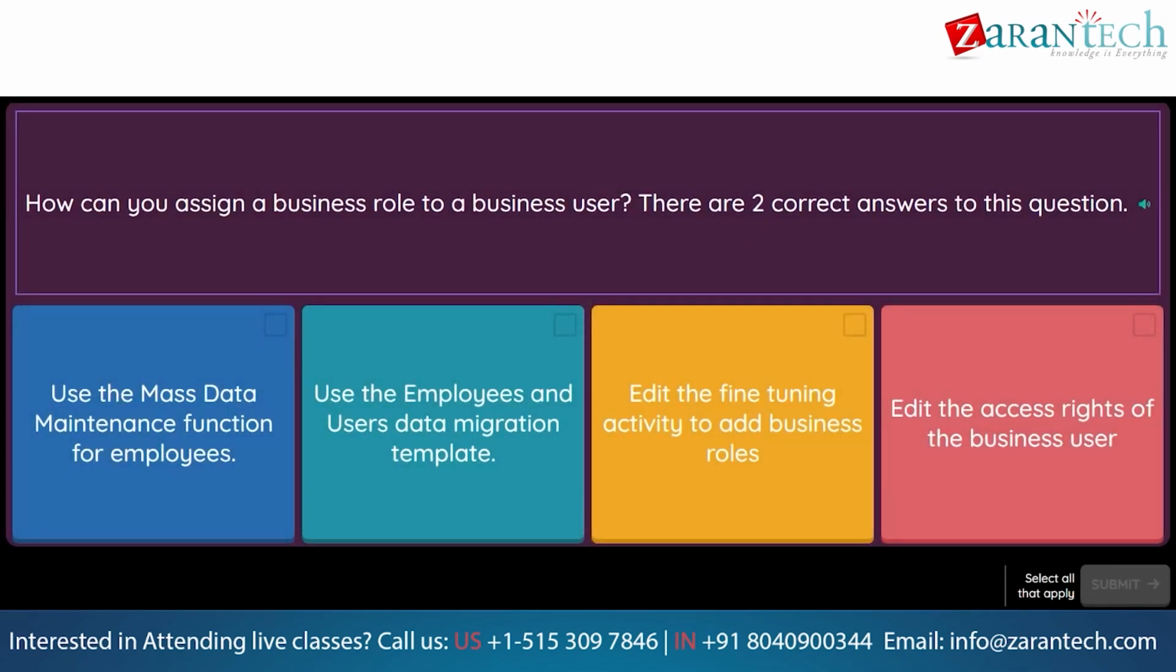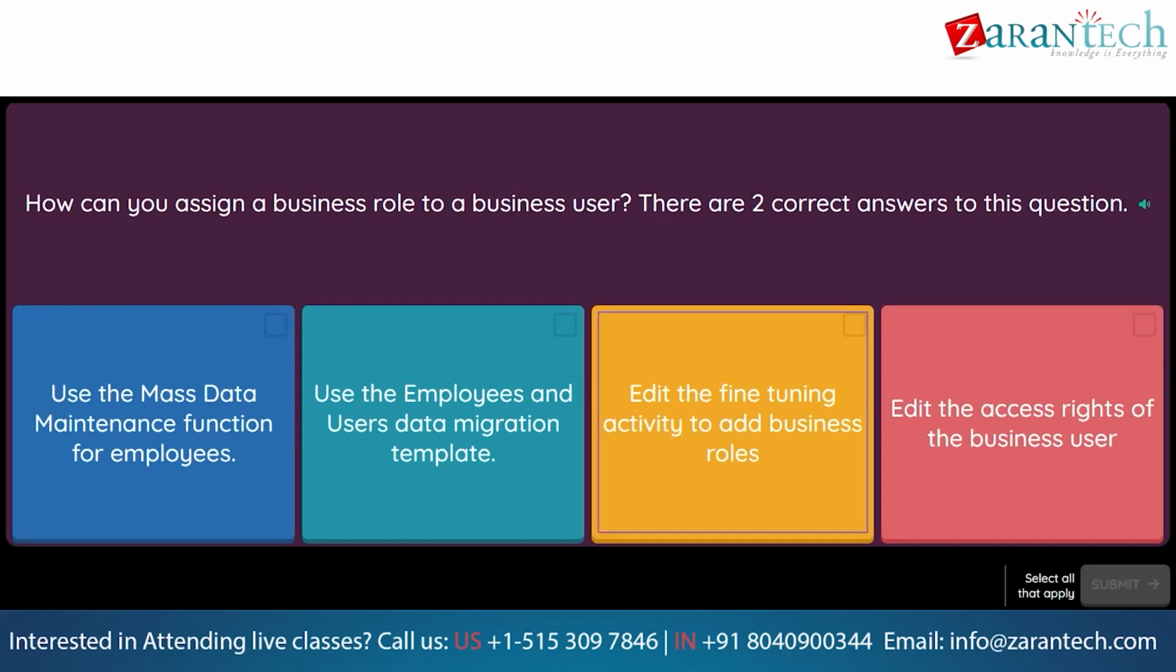Question: how can you assign a business role to a business user? There are two correct answers to this question. Option 1, use the mass data maintenance function for employees. Option 2, use the employees and users data migration template. Option 3, edit the fine-tuning activity to add business roles. Option 4, edit the access rights of the business user.